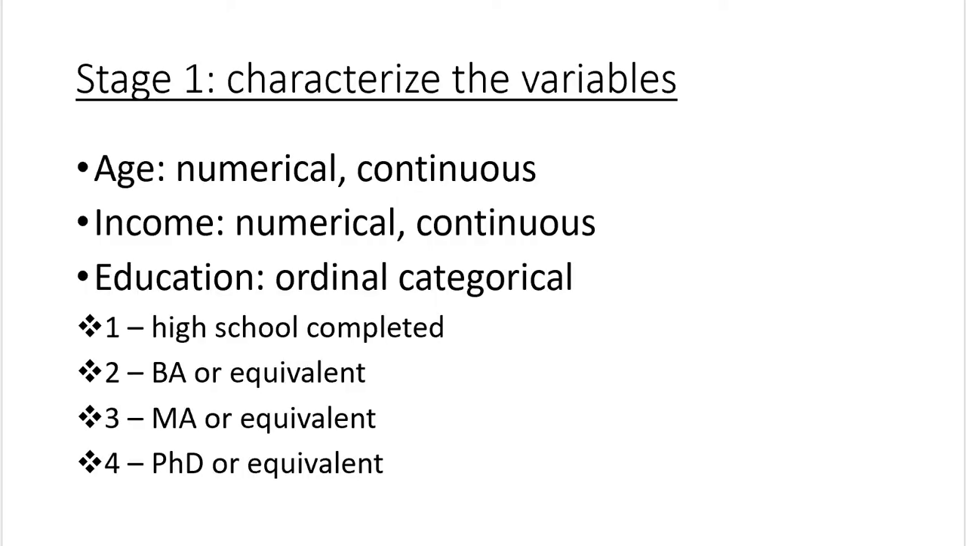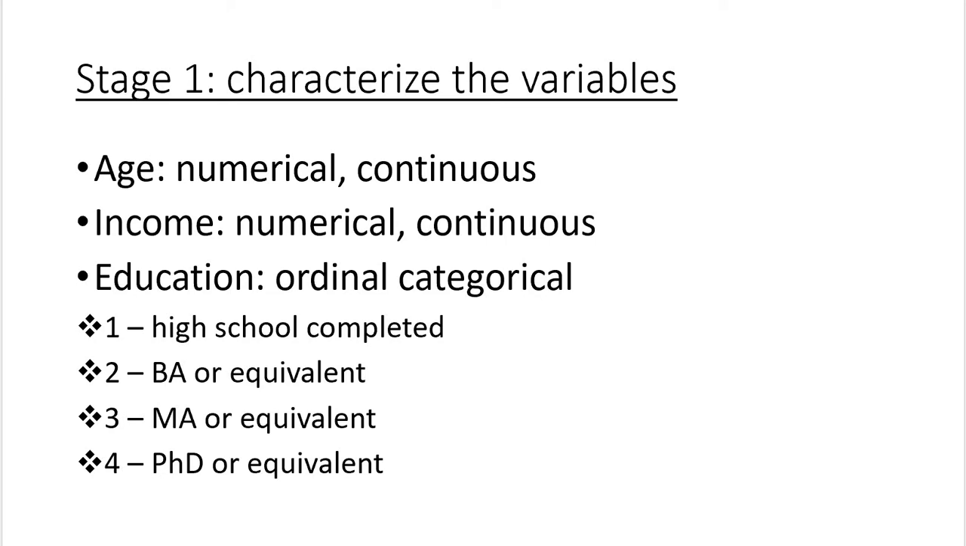So in our case, age is indeed a numerical, a continuous variable. Income also numerical and continuous, and education is an ordinal variable. So here you can indeed establish some kind of hierarchy. So 1 stands for high school completed, 2 BA or equivalent, 3 MA, Master of Science or equivalent, and 4 stands for PhD or equivalent. So you can indeed find some hierarchy in this case.